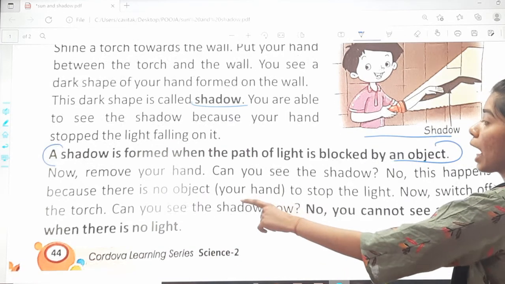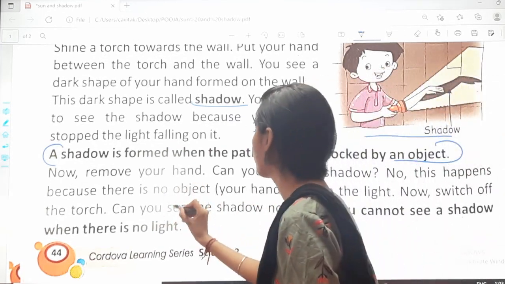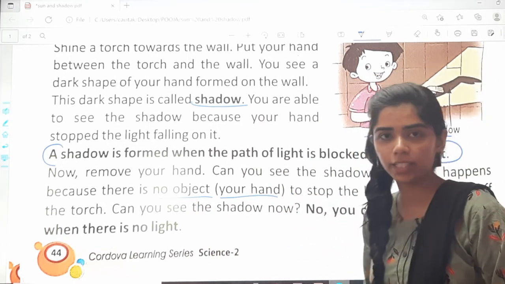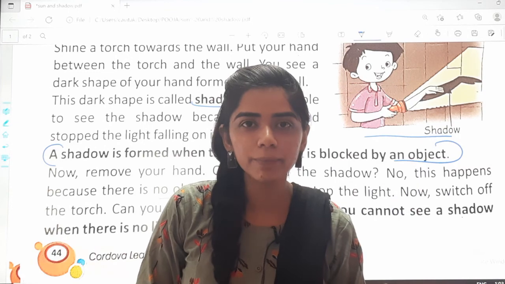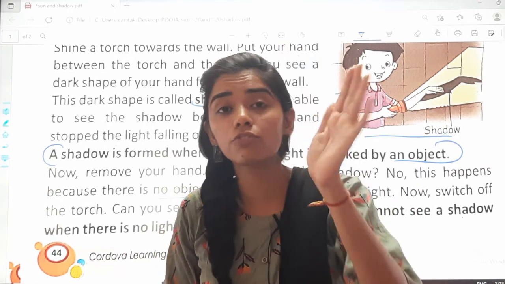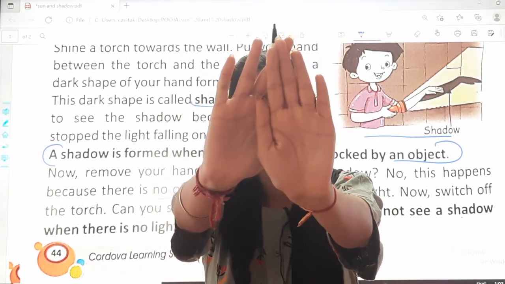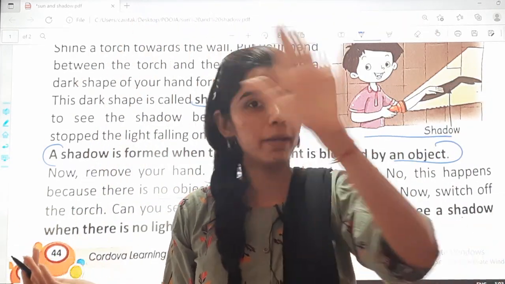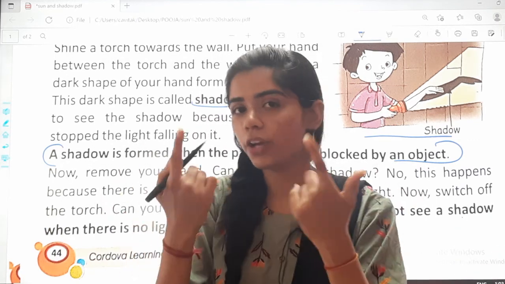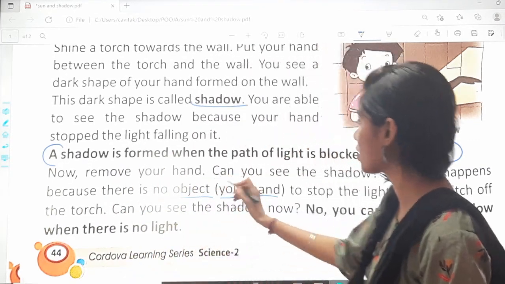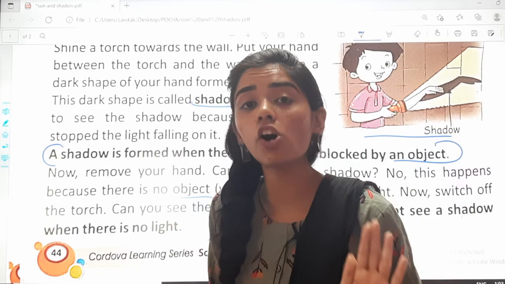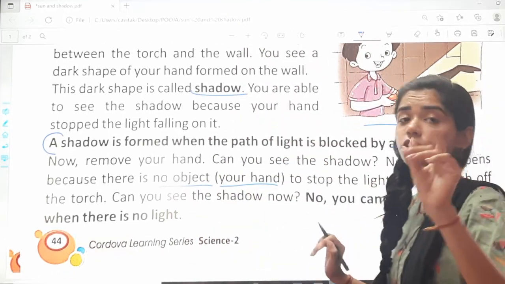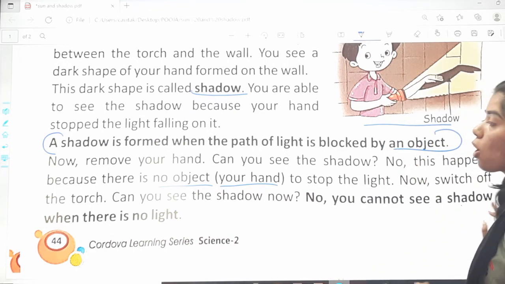Okay, no, this happens. Why? Because there is no object, that is your hand, to stop the light. See, as I gave you the example, that if I put my hands in front of my face like this, so you're not able to see my face, but as soon as I do like this, मैंने अपना हाथ हटा दिया. So now you're able to see my face. Okay, so the same way, because there is no object, there is no hands, that is why there will be no shadow.